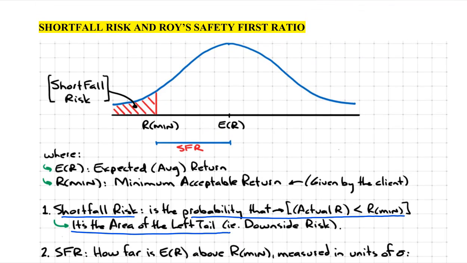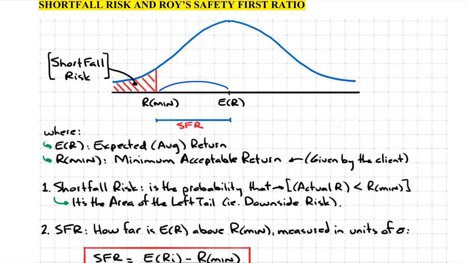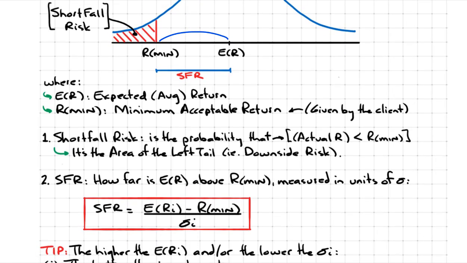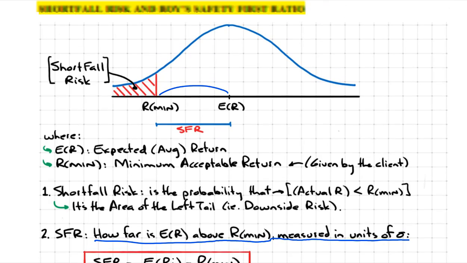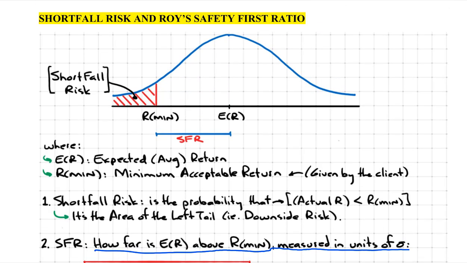And you could see the connection. So this here would indicate that return fell below the expected return. In other words, it's the risk of return falling below expectations. Now, on the other hand, safety first ratio measures how far the expected return is above this minimum acceptable level of return, but measured in units of standard deviation. So you can see how shortfall risk and safety first ratio are connected.